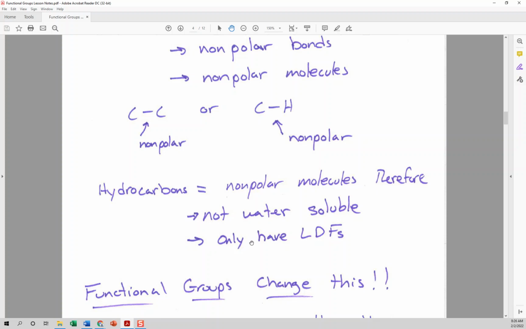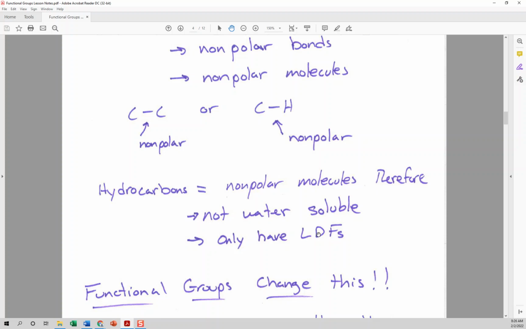Hydrocarbons have weaker IMFs because they're nonpolar. They only have London dispersion forces. Now, those London dispersion forces can be really strong for really big molecules, because the bigger the molecule, the bigger the electron cloud, the more electrons the molecule has, the greater the London dispersion.